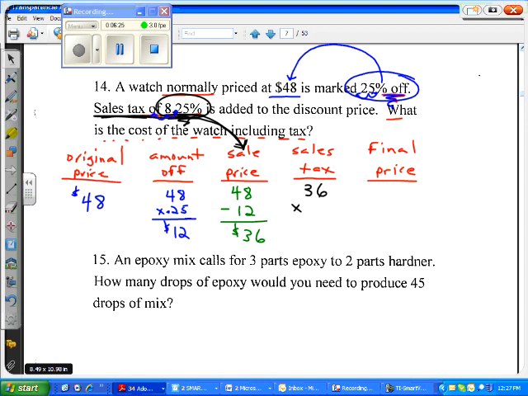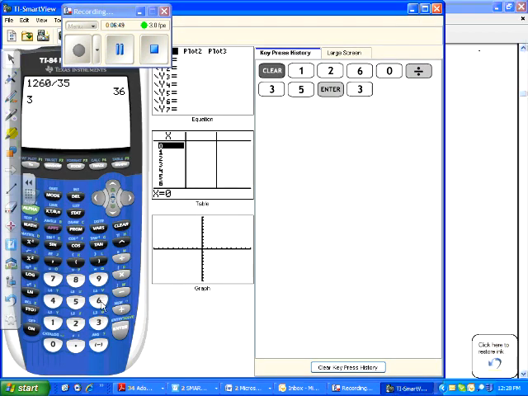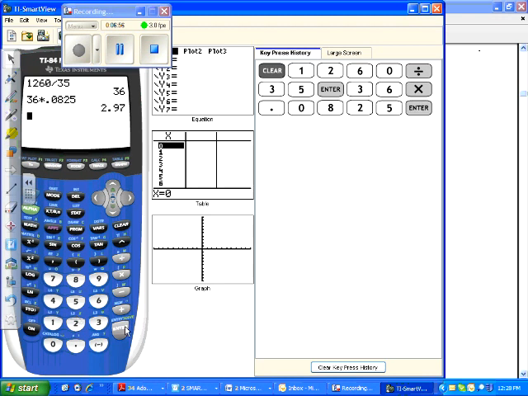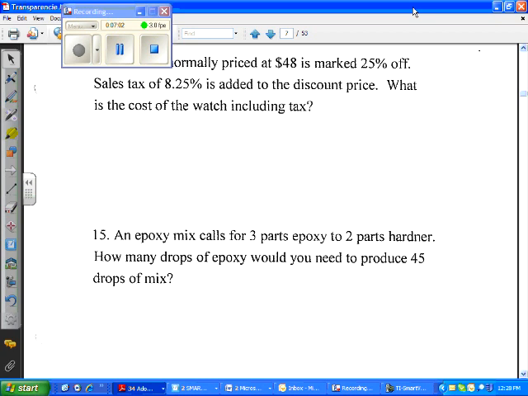8.25% as a decimal. You would move your decimal 2 places, put a 0 as a placeholder, and get 0.0825. So we have 36 times 0.0825, and we'll use the calculator to help us with that calculation. And since we're talking about money, we'll round, if necessary, to the nearest cent. So we're going to have 36 times 0.0825, enter, $2.97 for your sales tax.